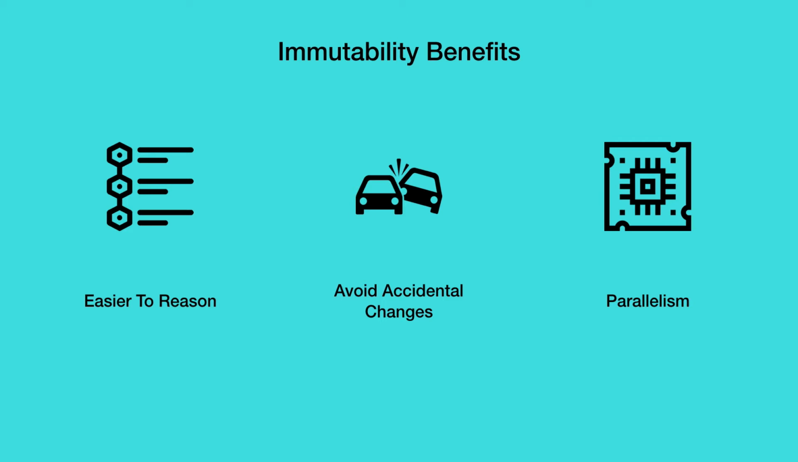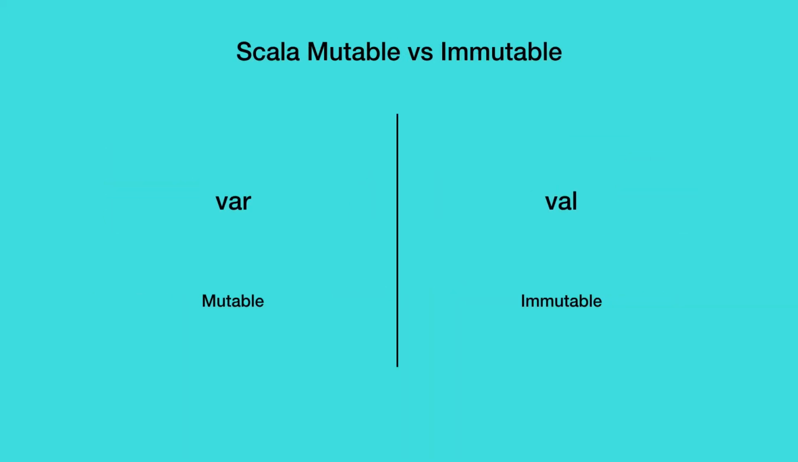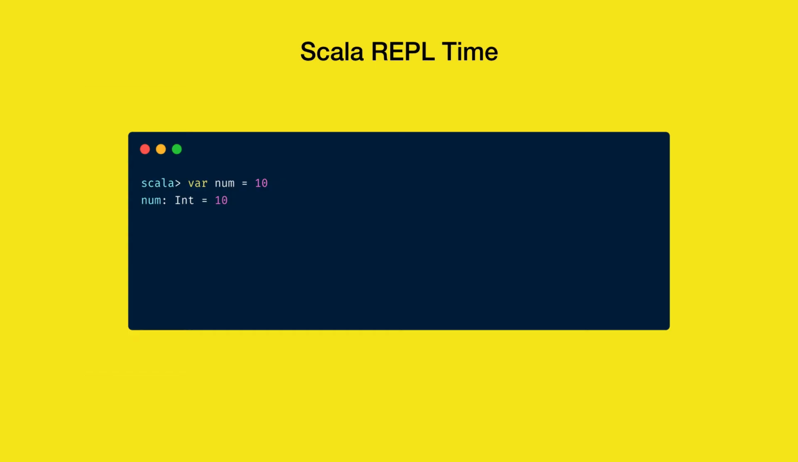Alright, so now that you know what immutability is, how do we represent that in Scala? Scala provides two constructs to represent mutability and immutability using a var and a val. Let's see them in action. As we see here, we assigned the number 10 to a variable using the keyword var. In the next step, we reassign the number 11 to the num variable, and we can confirm that now num contains the value of 11. In Scala, this is how mutability works.